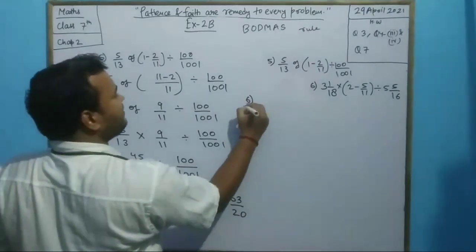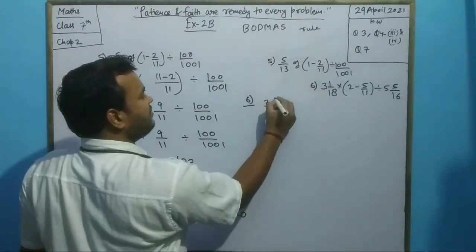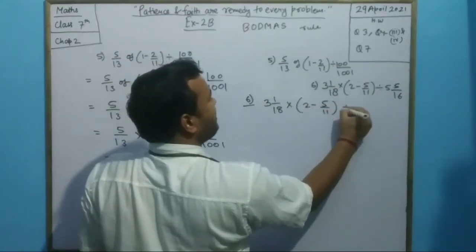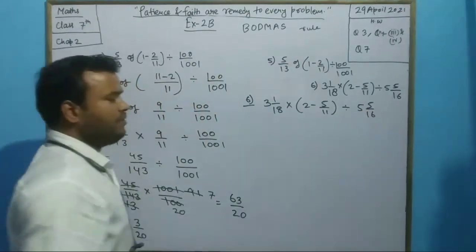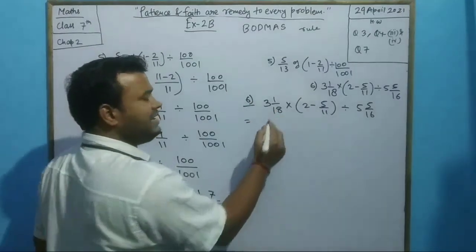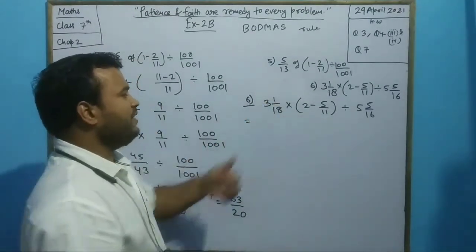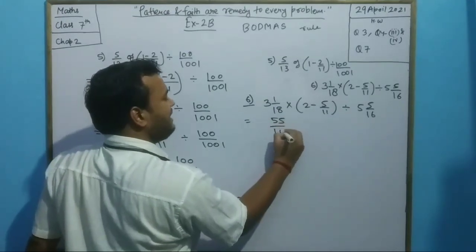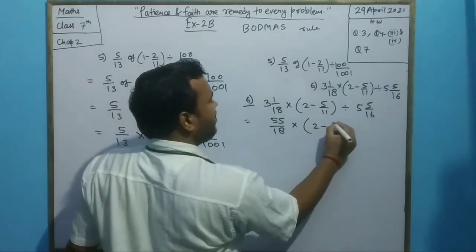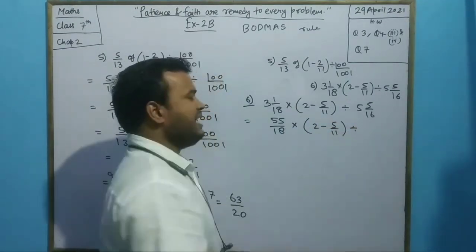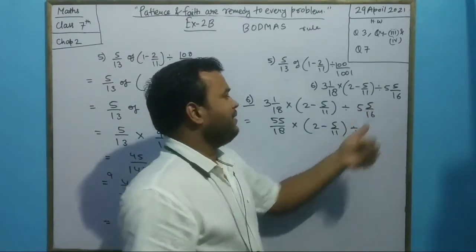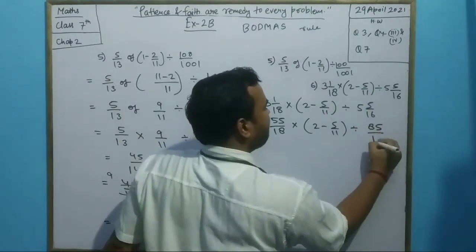Now let us see the sixth one. What is it? 3 1 upon 18 into 2 minus 5 upon 11 divided by 5 by 16. So just convert all the mixed to improper. 18 into 3, 54. 54 plus 1, 55. That is 55 by 18. Multiply 2 minus 5 by 11 divided. Again convert it into improper. 16 into 5, that will be 80. 80 plus 5, 85. 85 by 16.